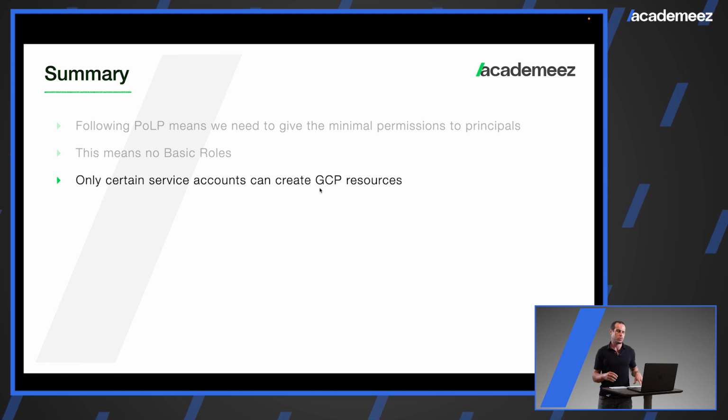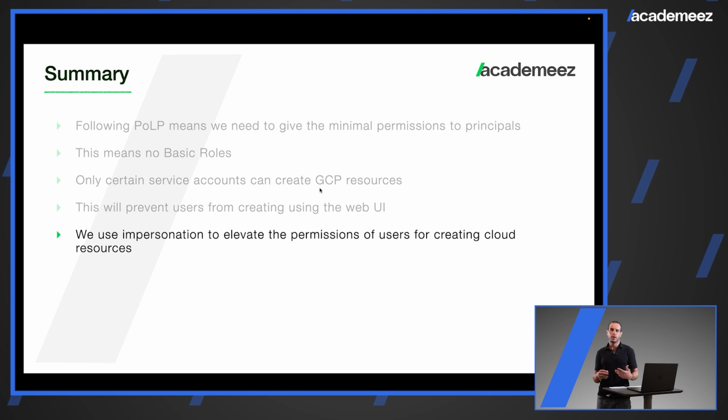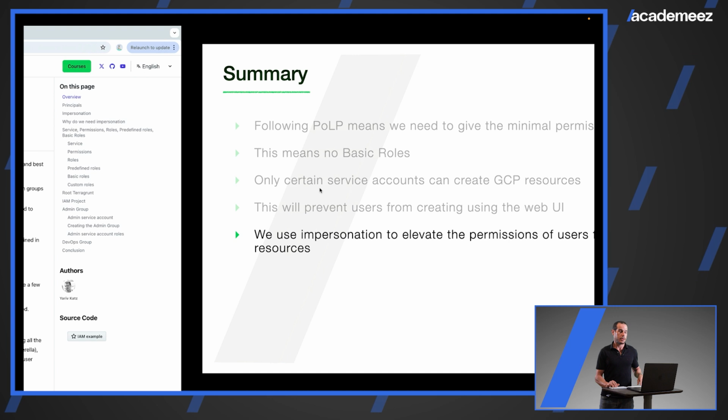The only ones allowed to create GCP resources are service accounts. So users cannot go to the web UI and create resources. This means that we are pretty much forcing our infrastructure as code project to be the source of truth for our cloud infrastructure, which is great. We have no developers going rogue in the web UI and creating different resources that we cannot track. And what we're doing is using impersonation: I'm giving the user permission to impersonate a service account, so that service account can create the cloud resources that are needed. Yeah, that's it.